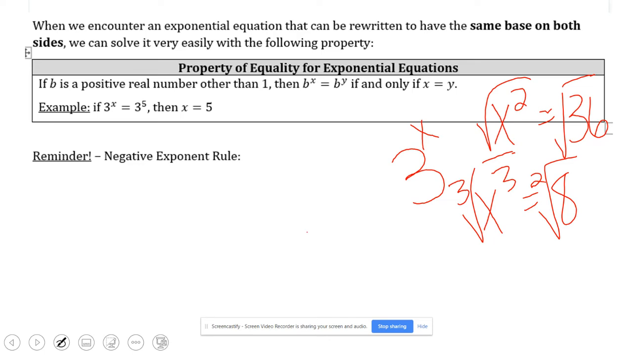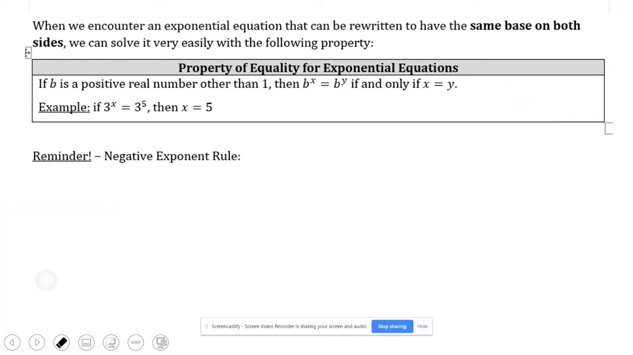But when I have 3 to the x is equal to 5, well, I don't know what root to take because I don't know what exponent I have. I can't divide by 3 because I'm not multiplying by 3. So this is where we have to take a different approach to solving. And our very first step is to start with when we have like bases.